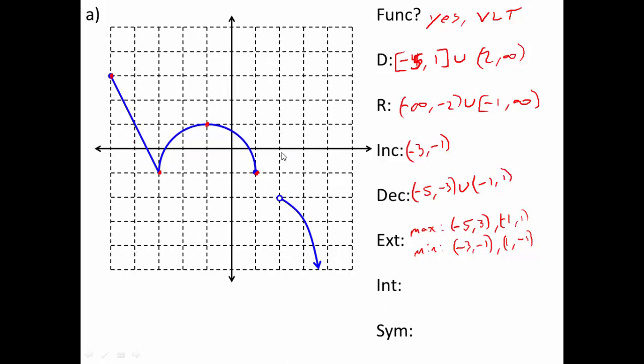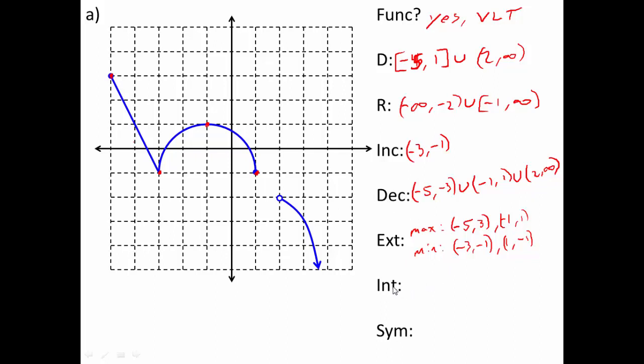We skip over 1 to 2 since that's not in the domain. We are neither increasing nor decreasing. But once we get to x equals 2, it decreases forever from there. So we will add that to our decreasing, 2 to infinity. Notice we are using +2, not -2, because these are x values, not y values.